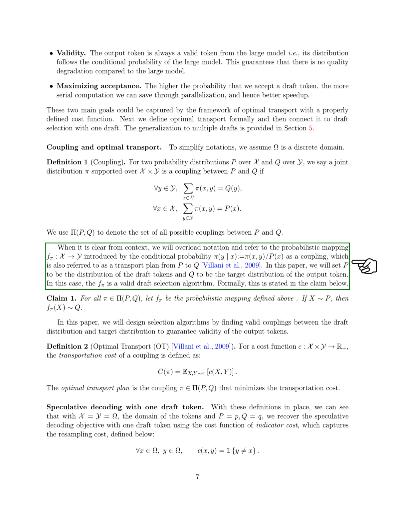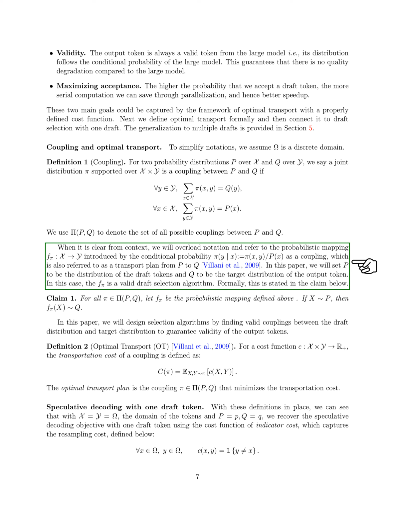Sometimes, we might refer to the probabilistic mapping f_pi, which is introduced by the conditional probability pi(y | x) equals pi(x, y) divided by P(x), as a coupling. This is also known as a transport plan from P to Q in this paper. We'll set P as the distribution of the draft tokens and Q as the target distribution of the output token. In this case, f_pi is a valid draft selection algorithm.